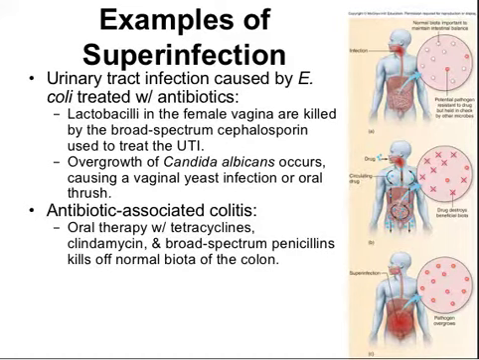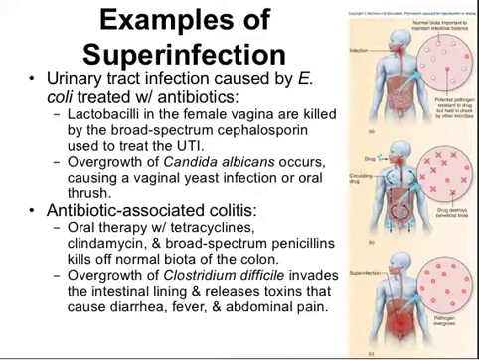Antibiotic-associated colitis can occur as a result of oral therapy with tetracycline, clindamycin, or other broad specs that kill off the normal biota of the colon. Resulting overgrowth of Clostridium difficile, or what we sometimes refer to as C. diff, invades the intestinal lining, releasing toxins, producing diarrhea, fever, and abdominal pain.